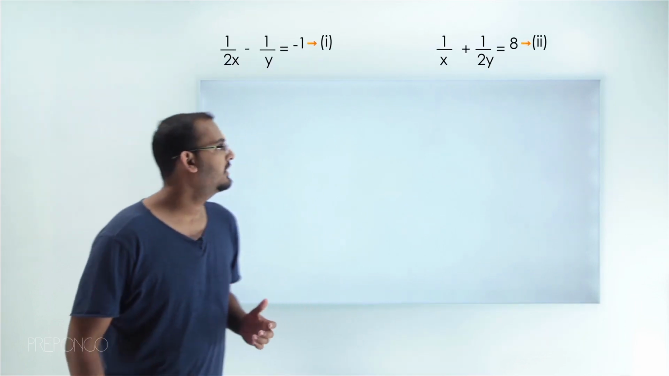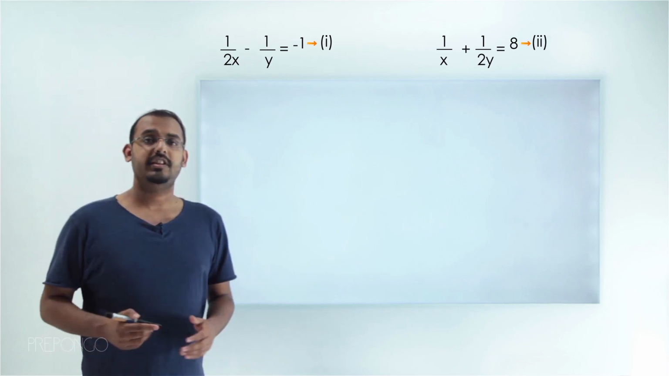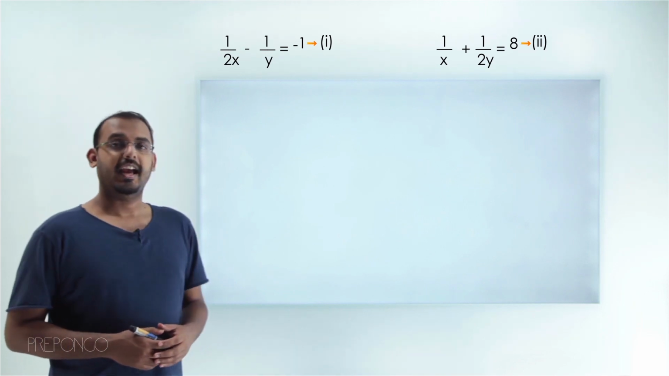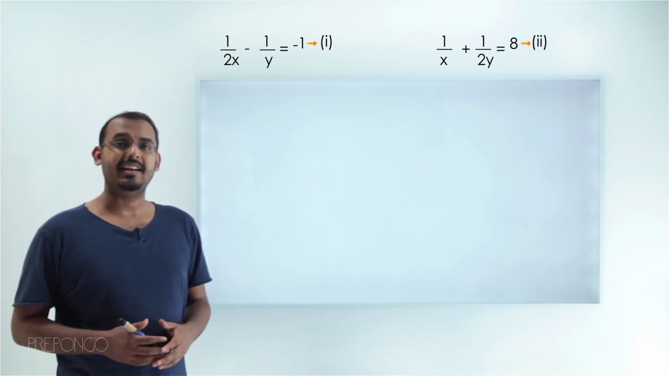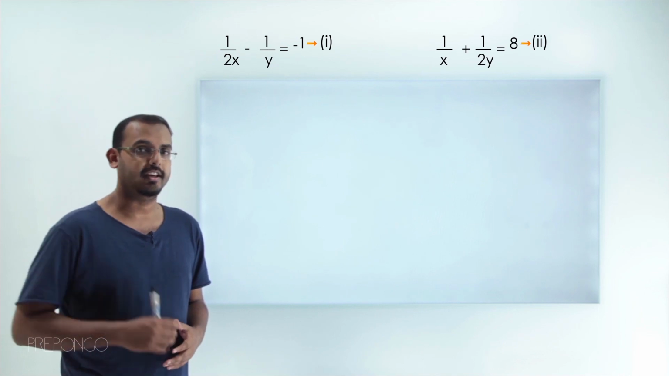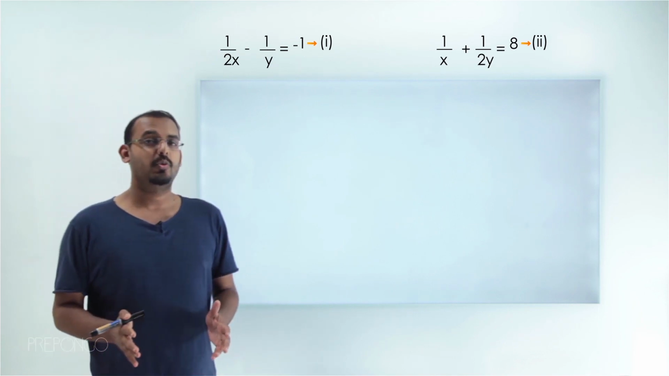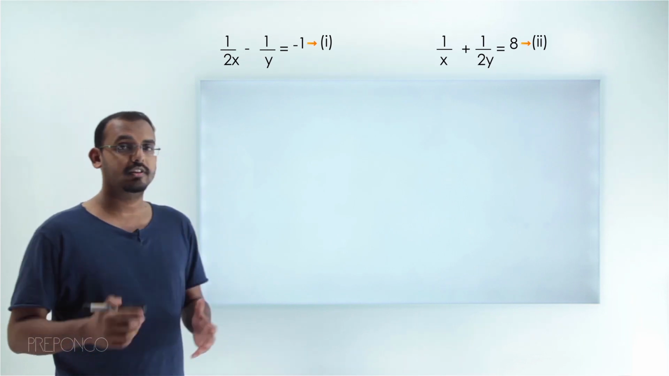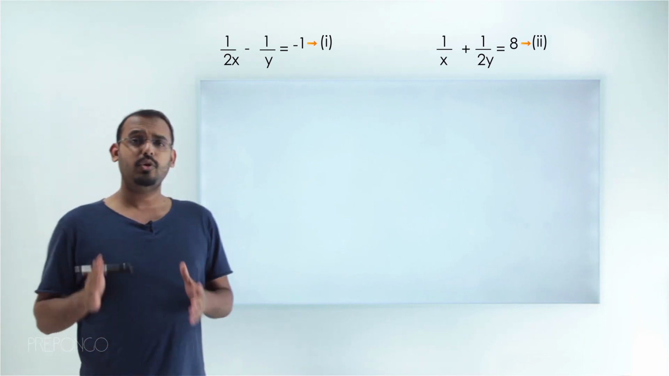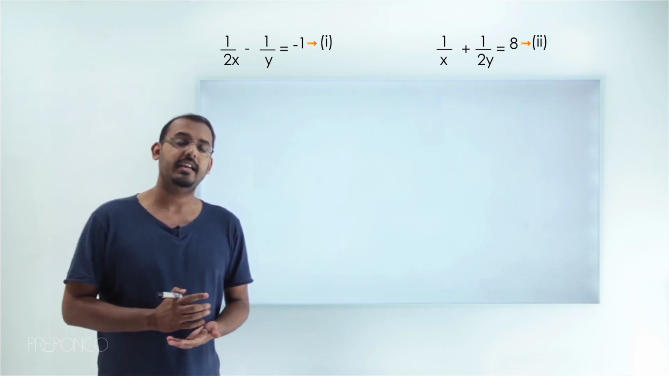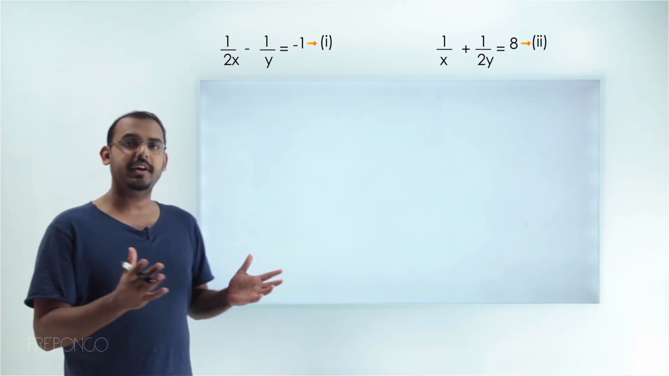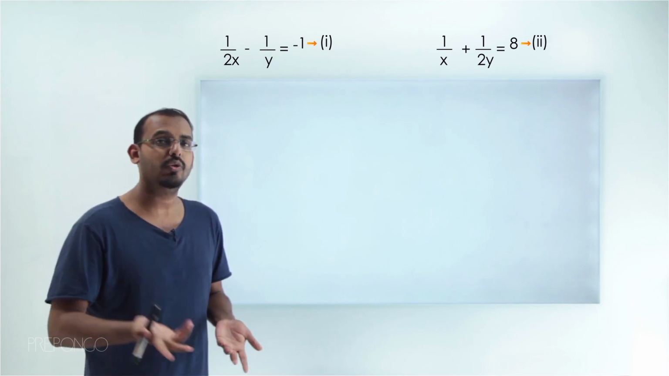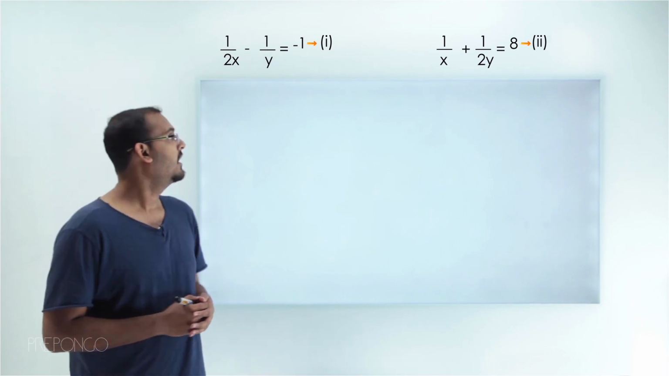So now let's have a look at this pair of equations. The first equation tells us that 1 by 2x minus 1 by y is equal to minus 1. And the second equation tells us that 1 by x plus 1 by 2y is equal to 8. Now these equations look very complex, right? We don't yet know how we solve these kinds of equations. What we have to do here is think of some way in which we can transform these equations and bring them into the format of a pair of linear equations, because we know how to solve a pair of linear equations, right?